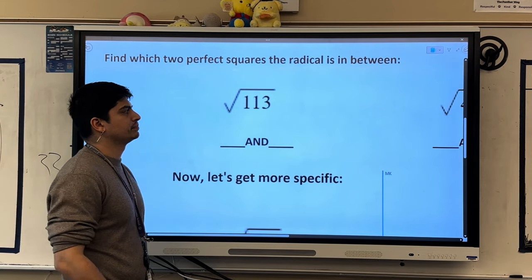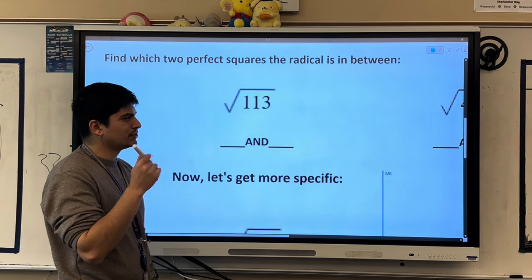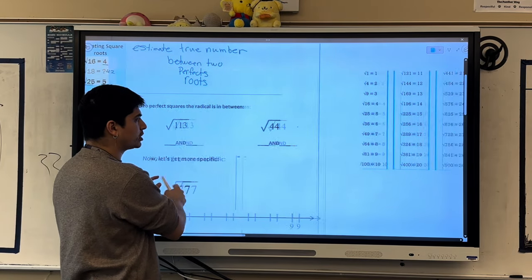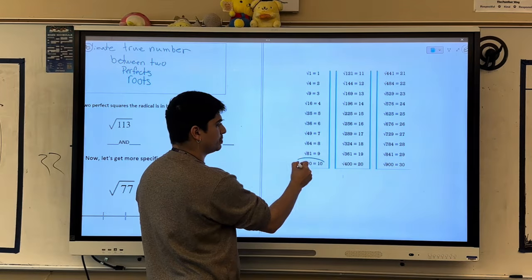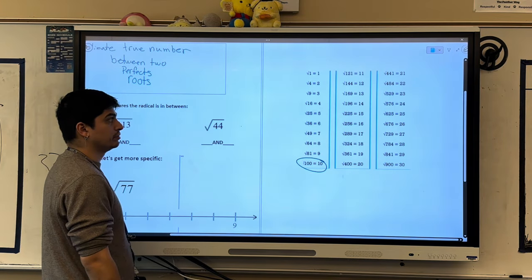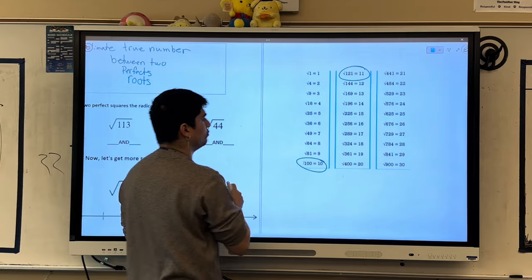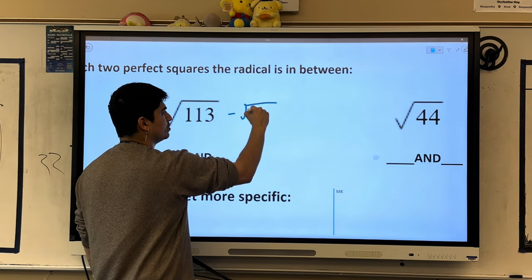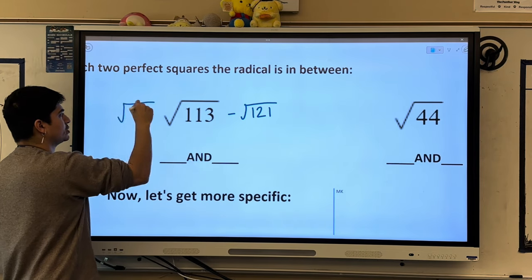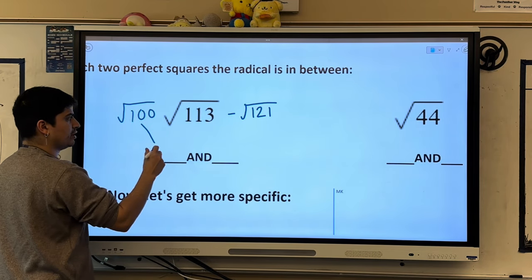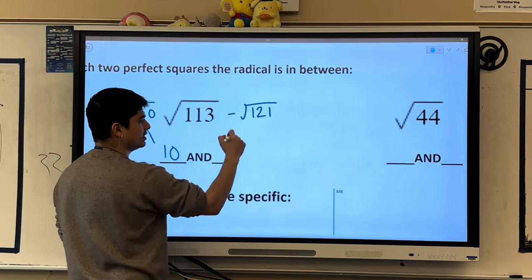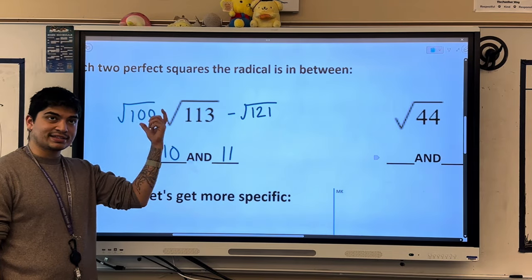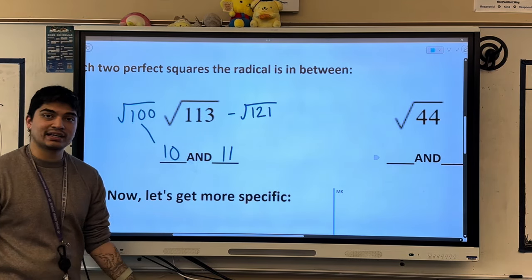What is this number? Well, again, it's not a perfect square, so I'm not quite sure, but the perfect squares that it's next to, if I went to my chart, you would see that it is between the square root of 100 and the square root of 121. So 100 would be 10, and 121 would be 11. So I know my answer has to be in between 10 and 11, right?